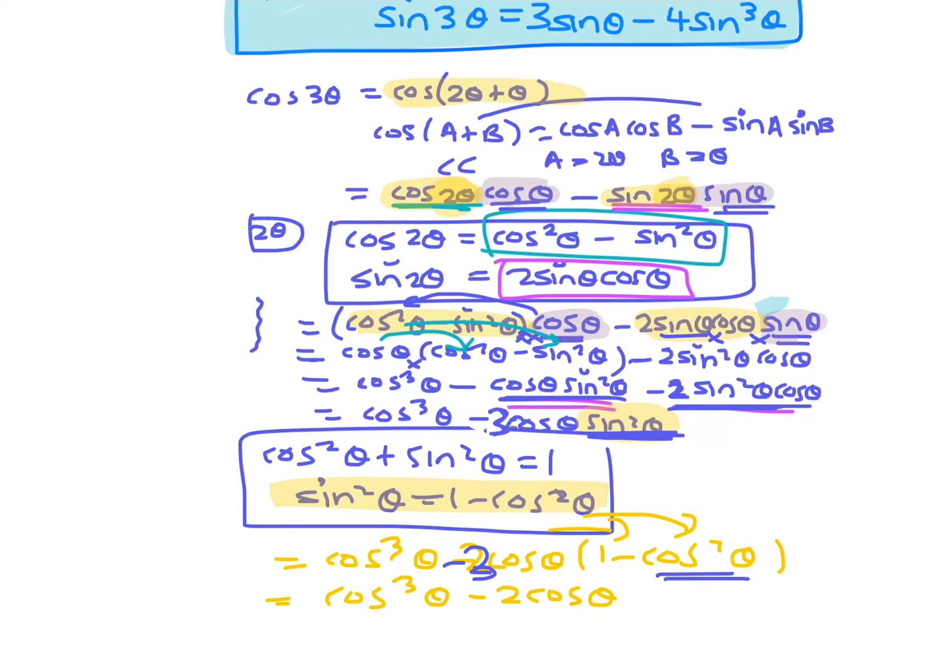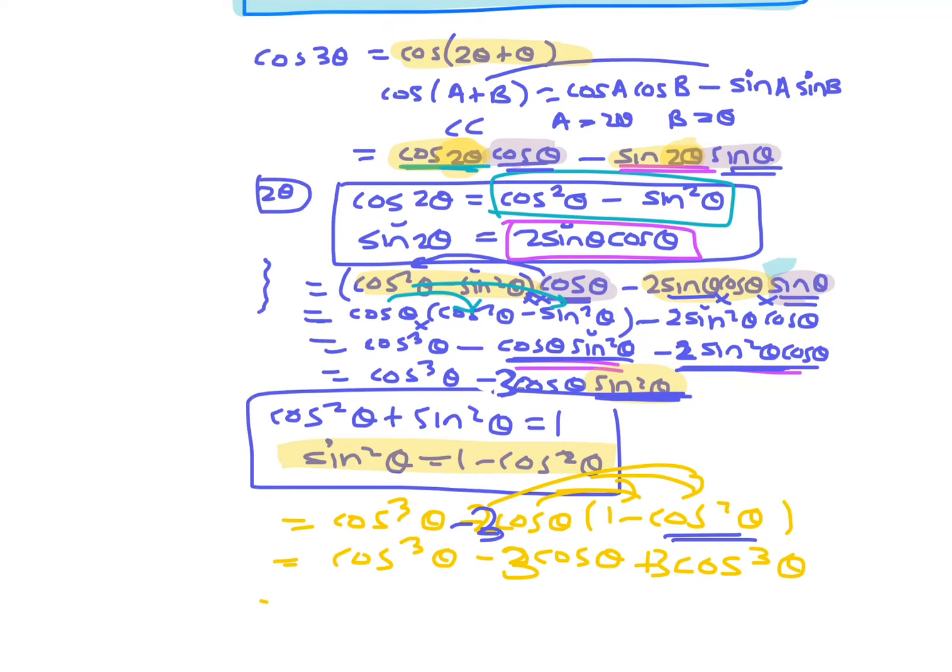So expanding the brackets now, that'll be 3 times 1 is 3 cos theta, and 3 cos theta times cos squared gives you plus 3 cos cubed theta. Then if you collect like terms, that would be 4 cos cubed, because you have cos cubed plus 3 cos cubed, minus 3 cos theta. Hopefully that makes sense.